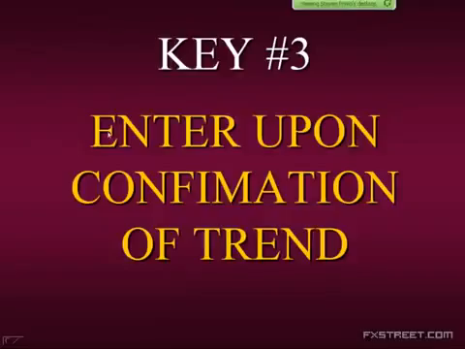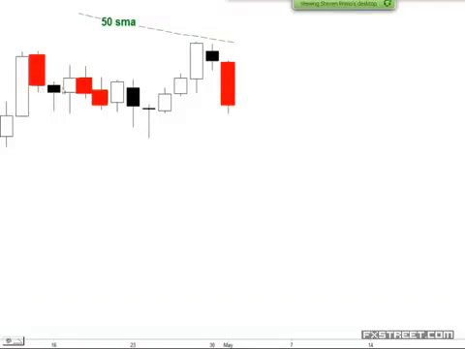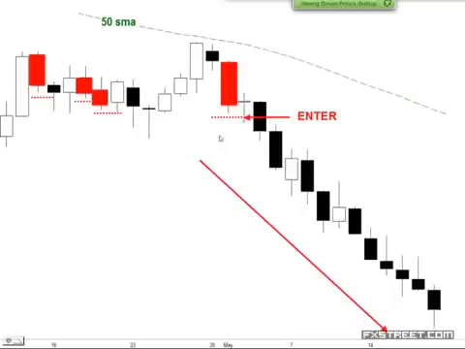Now, this doesn't work like clockwork all the time, but we can enter upon the confirmation trend again by selling on the next bar only if price trades 1 to 5 pips below the bar that closed in the bottom 25%. So in other words, we see here that we have 3 bars that closed, but nothing really happened. Even though you could have entered all of these places right here, there wasn't really much of a move down. But as we see here, we have 1 more bar here that closed lower. We could have taken advantage of this and entered and ultimately taken advantage.